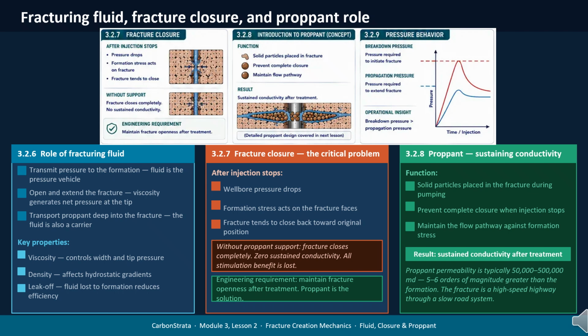Now look at the scale difference. Formation permeability may be 0.01 md. Proppant pack is tens of thousands of md. This is not improvement. This is a new flow system. If proppant fails, the entire treatment fails.